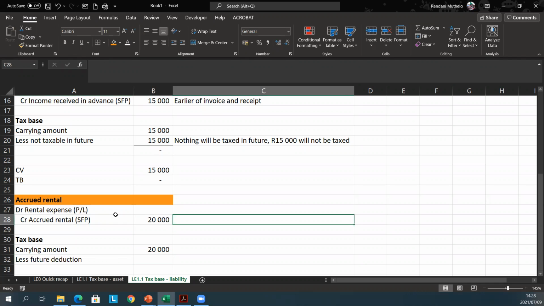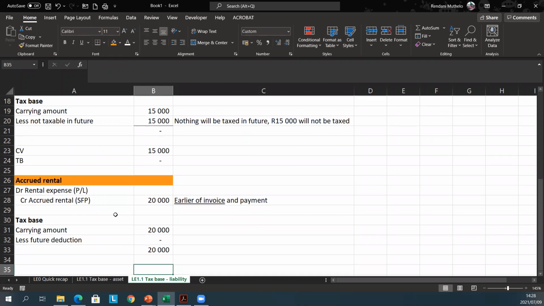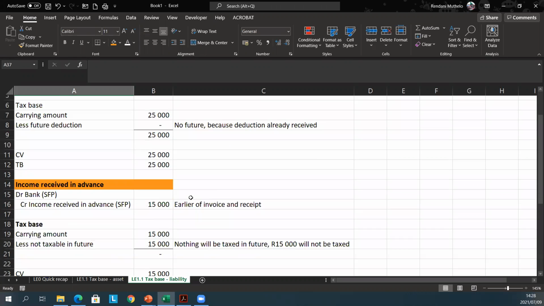Will SARS have given us a deduction when we receive the invoice? Their principle is the earlier of invoice and payment. Did we receive the invoice? Yes, that's how we knew we owe so much rent. As a result, we have no future deduction, so we have a tax base of 20,000. Meaning the carrying amount is 20 and the tax base is 20. That is how that works. I hope you are seeing how we apply these definitions.